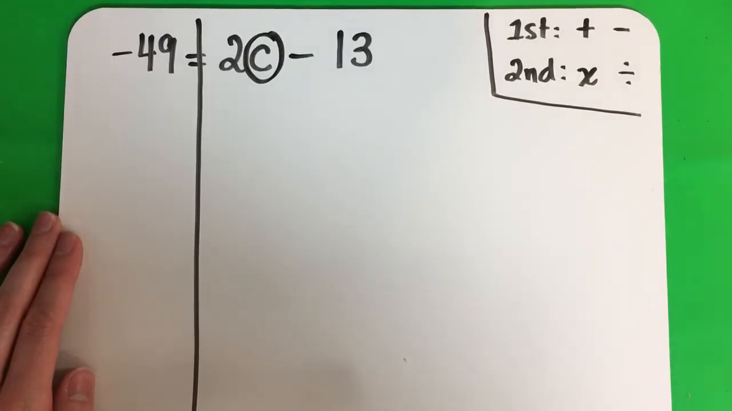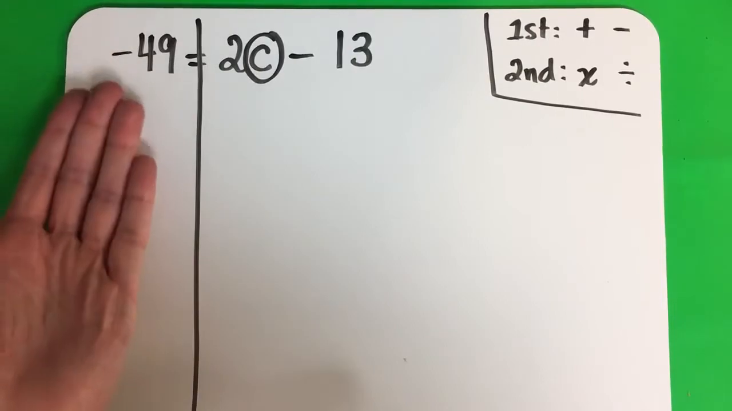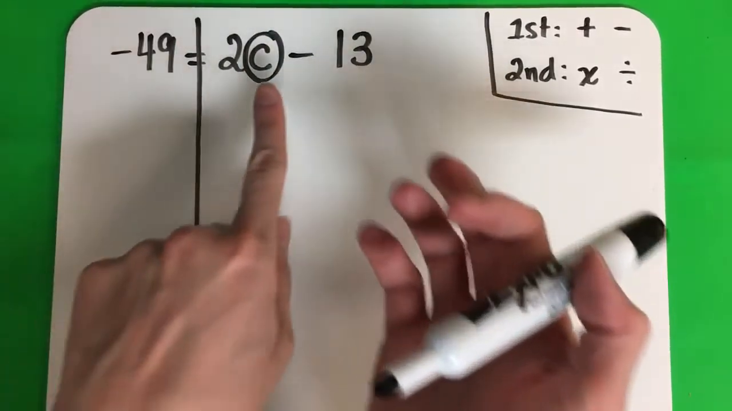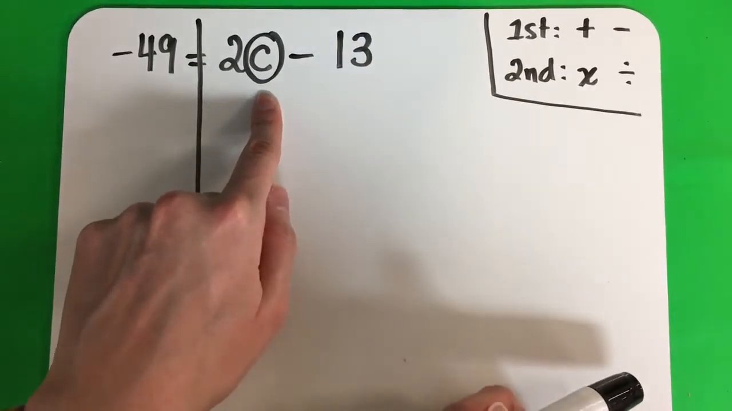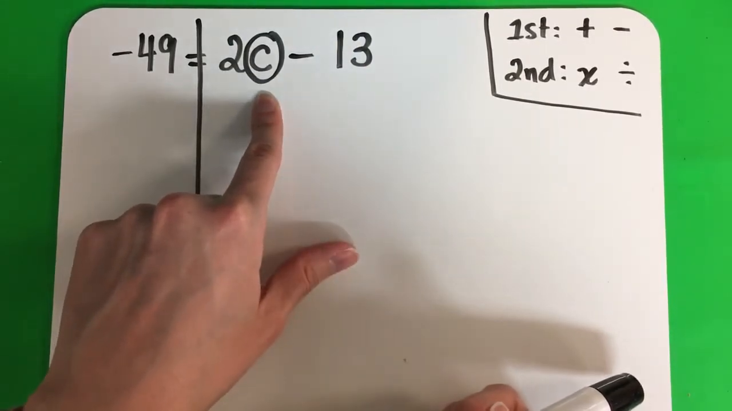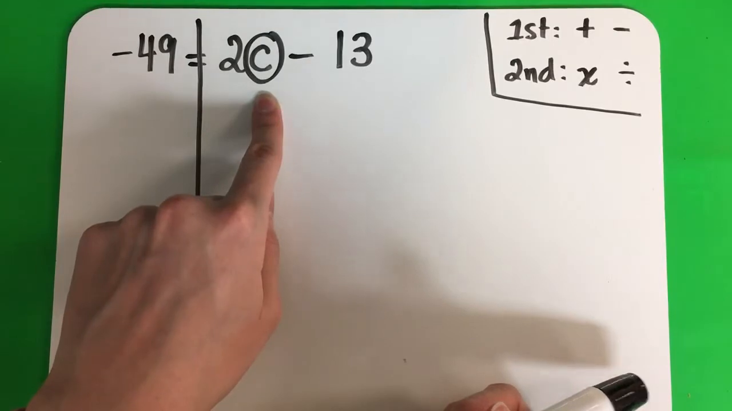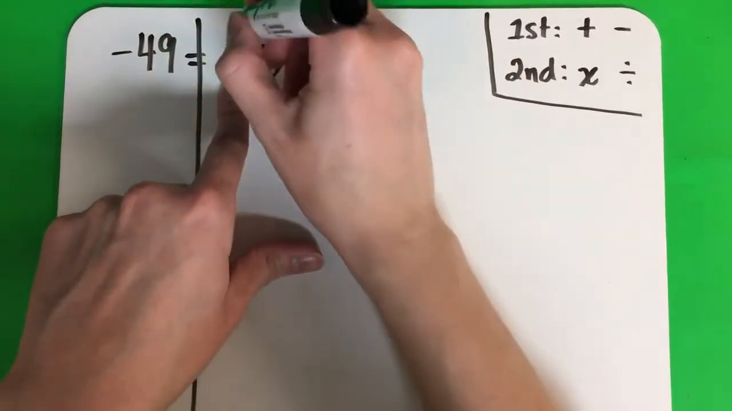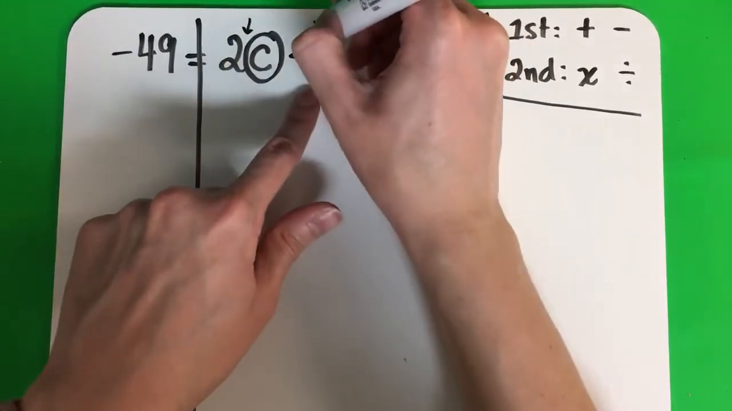Okay. Where is the letter? ¿Dónde está la letra? On the left, la izquierda, or on the right, derecha? On the right. What numbers are on the right? ¿Cuál números están en la derecha? 2 and negative 13.